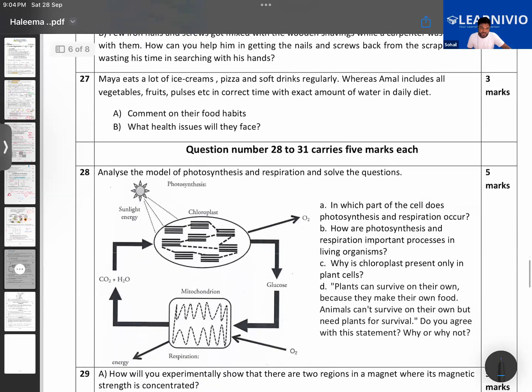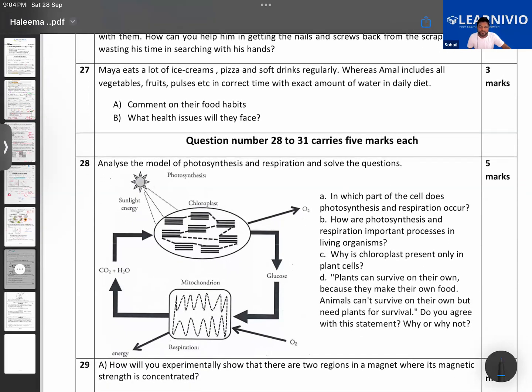Okay. Question number 27. Read what the question says. Maya eats a lot of ice creams, pizza, and soft drinks regularly, whereas Amal includes all vegetables, fruits, pulses, etc. in correct time with the exact amount of water in the daily diet. Comment on their food habits.